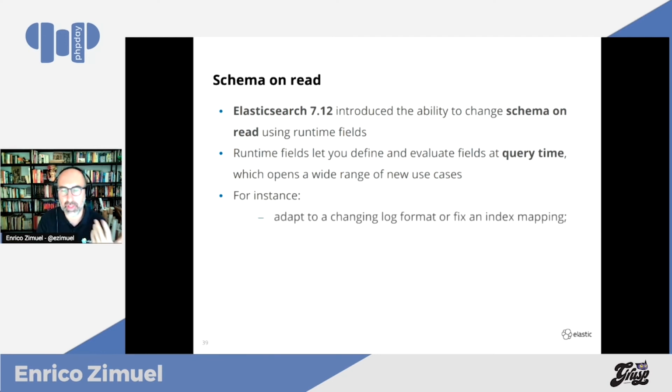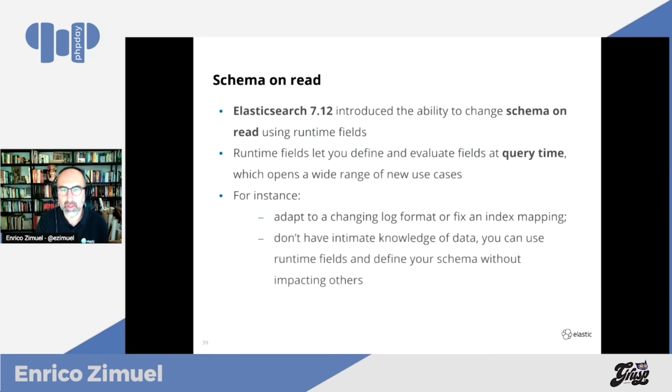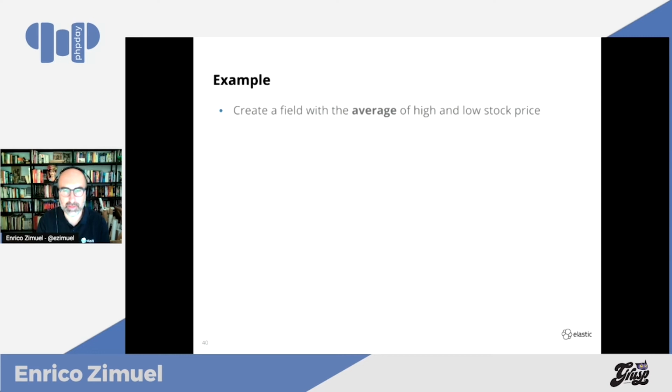For instance, if you want to adapt a changing log format or fix an index mapping, you don't have to know about the data itself. You can just put it in Elasticsearch and perform this schema on read to extract information back. So you don't need to map. You don't need to understand the data before you search it. So it's a very interesting feature.